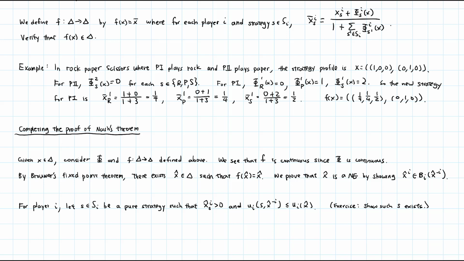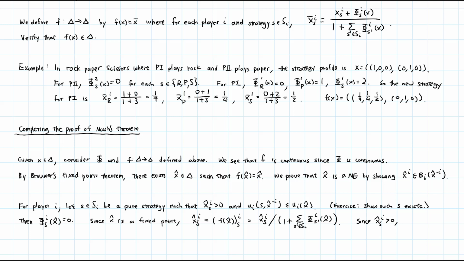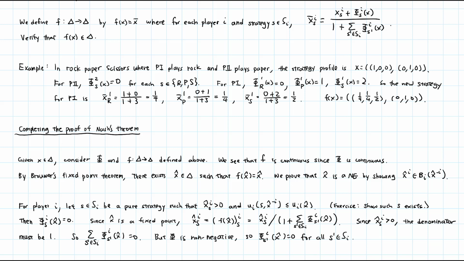Because player i gains no utility by playing s, phi s_i of x hat is 0. Since x hat is a fixed point, we can say that x hat of s_i is equal to f of x hat of s_i, which is equal to x hat s_i divided by 1 plus the sum over all the strategies of player i of their phi values for player i. Since x hat of s_i is greater than 0, the only way for the two sides to be equal is if the denominator is 1. So that means the sum of the phi values must be 0. But phi is always non-negative, so the phi value is 0 for all the strategies for player i.